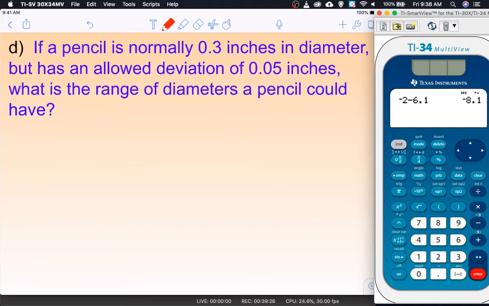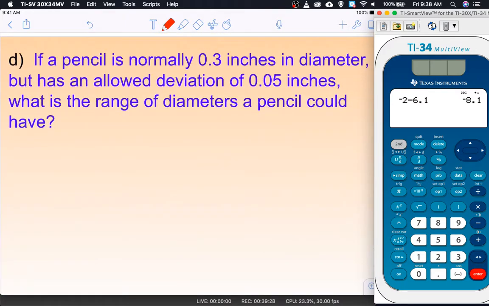I think this is the last problem. Yeah, it is. If a pencil is normally 0.3 inches in diameter, but has an allowed deviation, read that as absolute deviation, of 0.5 inches, what is the range of pencils or diameters a pencil could have? So basically, tell me what's the biggest and smallest pencils you're allowed to have. Go ahead and do the problem right now.